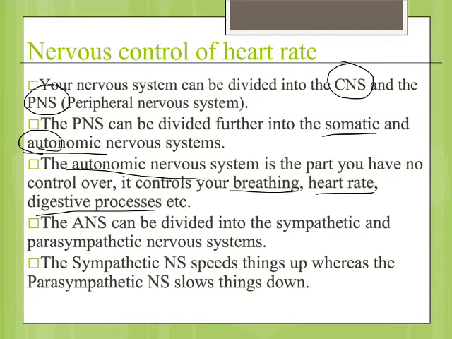You can divide the autonomic nervous system down further into the sympathetic nervous system and the parasympathetic nervous system. Now, the sympathetic nervous system deals with speeding things up. So things that speed up are caused by the sympathetic nervous system. Things that slow down are caused by the parasympathetic. So if your heart rate was to increase, the sympathetic nervous system will cause that. If it was to decrease, that would be the action of the parasympathetic nervous system.